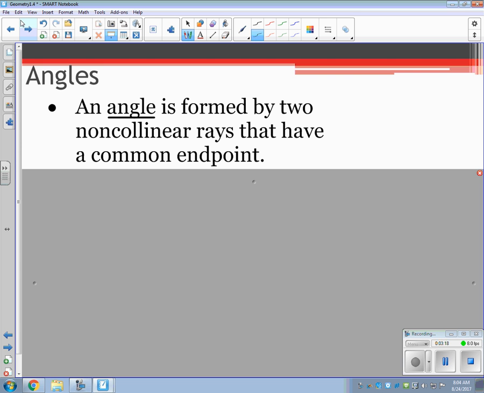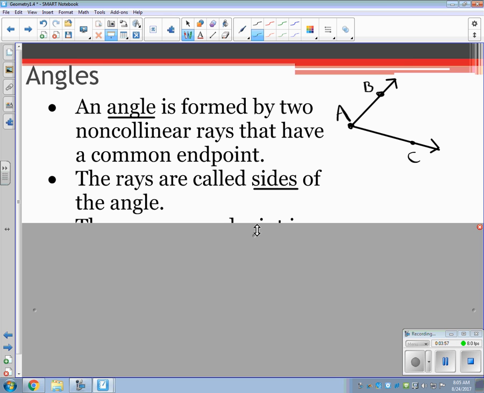An angle is formed by two non-collinear rays that have a common endpoint. And just a bit of a reminder there, that term non-collinear means they are not on the same line. So let's illustrate. I put two rays together. They have this common endpoint. And I'm going to label this as point A. Let's make this point B and this point C. So two rays, common endpoint.